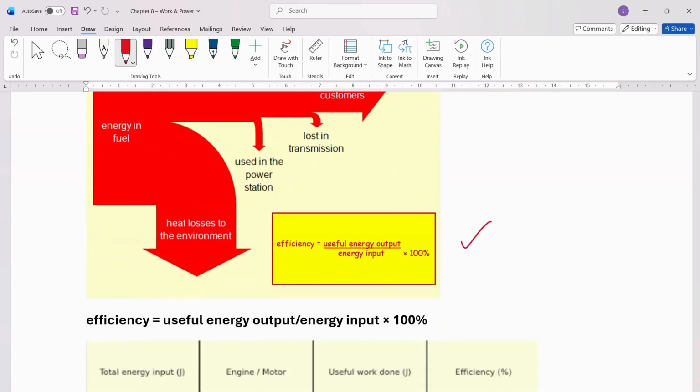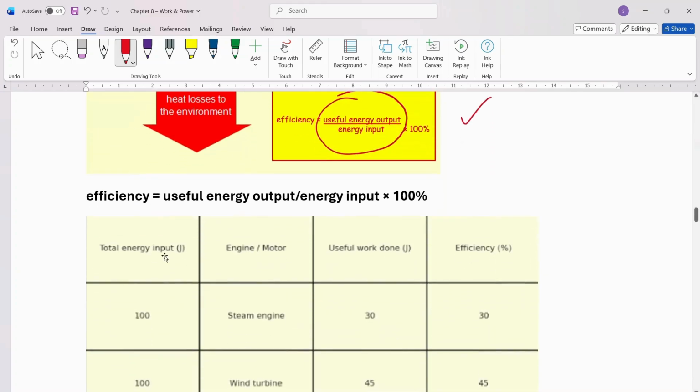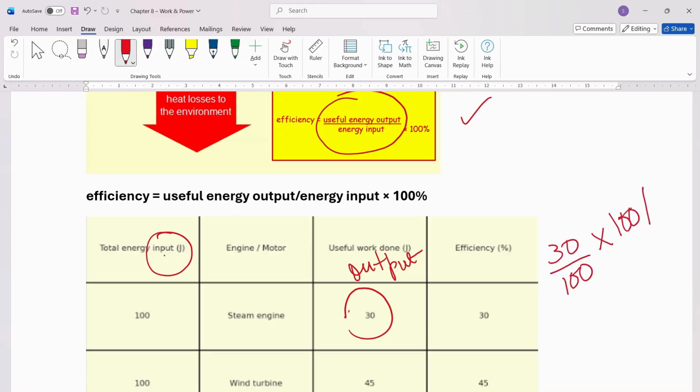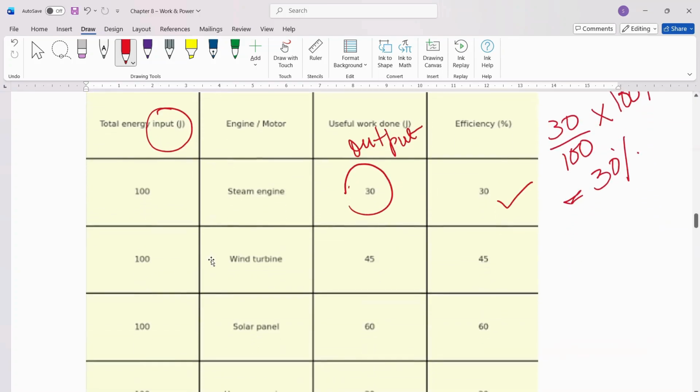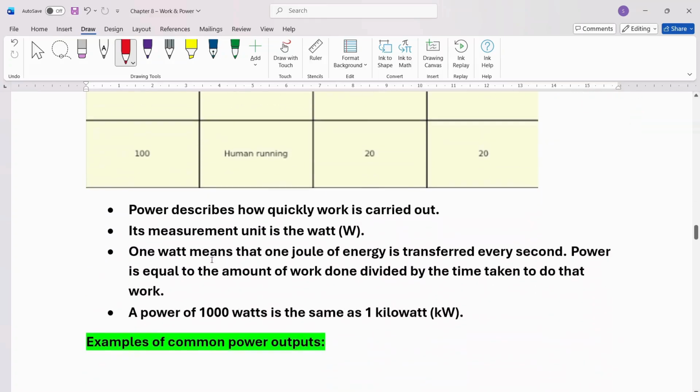Efficiency formula: useful energy output divided by energy input times 100% will give you the efficiency. So this is an output and this is an input. So 30 divided by 100 times 100% will give you the efficiency, which is 30% in this case. There are other energies, input and output given, which can also be practiced for the exam.